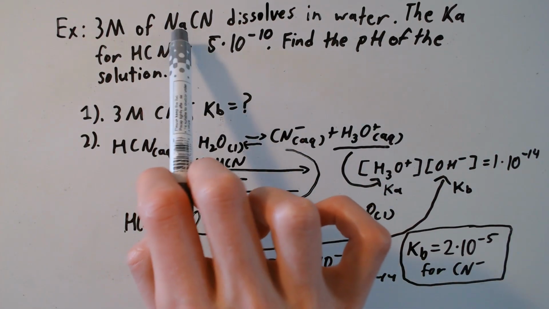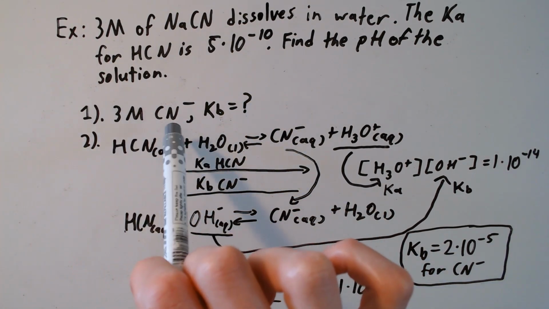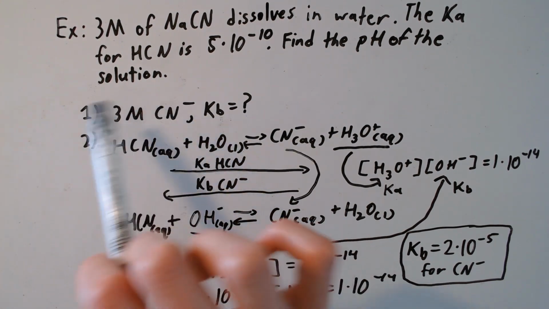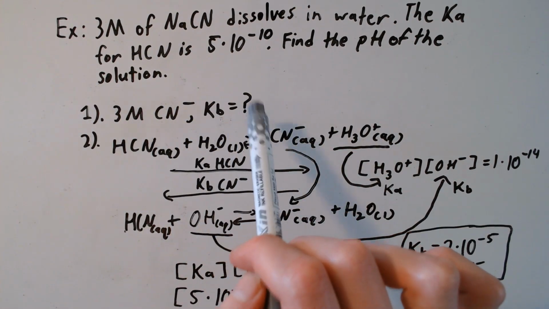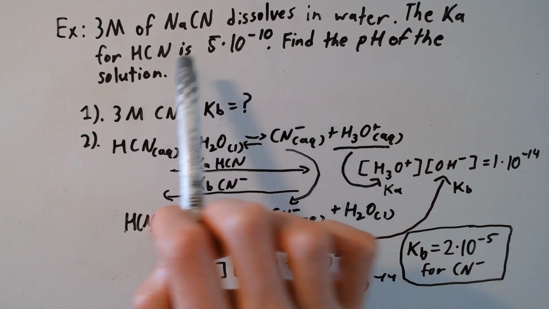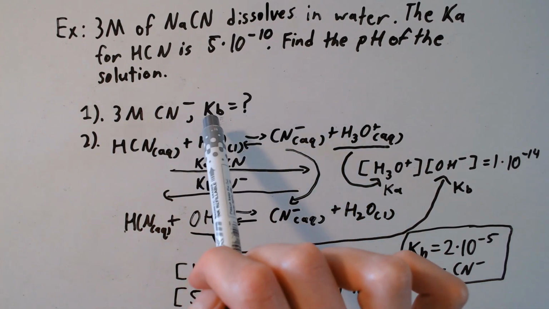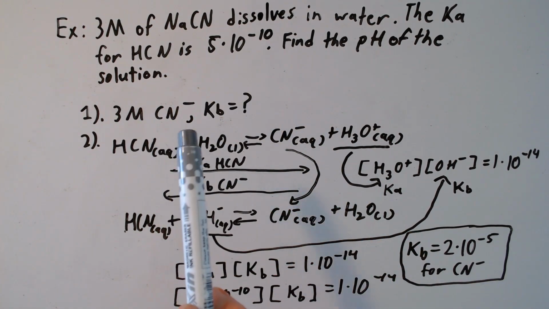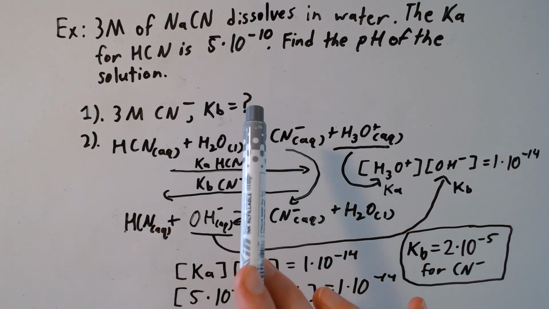Now in this solution we know that this 3 molar of NaCN dissociates completely and produces 3 molar of CN minus. And we could easily find the pH of this 3 molar CN minus, and therefore the pH of the solution, if we had the Kb value for CN minus. But in this case we have only the Ka value for its conjugate acid, HCN. So how can we figure out the Kb from the given Ka of this conjugate acid? Well, we first have to understand a formula converting the Ka to Kb.